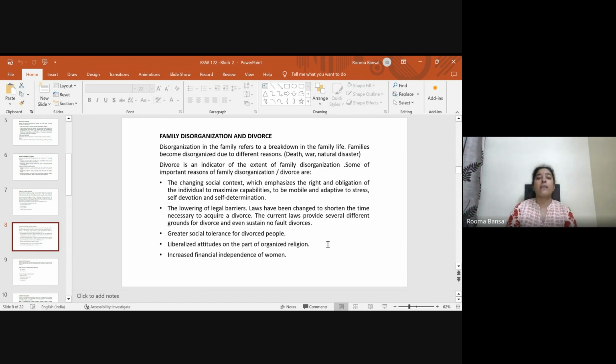Okay, the lowering of legal barriers. Laws have been changed to shorten the time necessary to acquire a divorce. The current laws provide several different grounds for divorce and even sustain no fault divorce also. Here it means the legal barriers for divorce are lowering nowadays. It means the scope of divorce is increased because of the legal system.